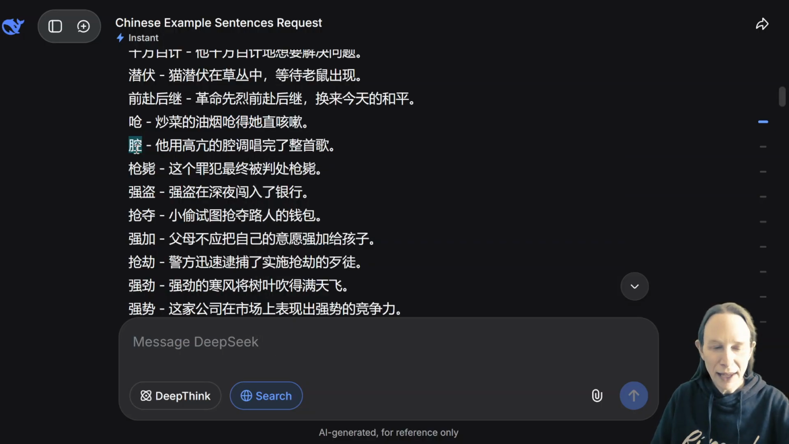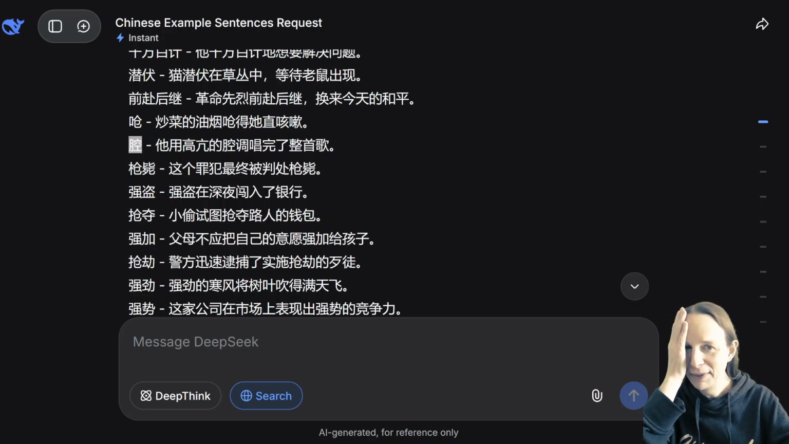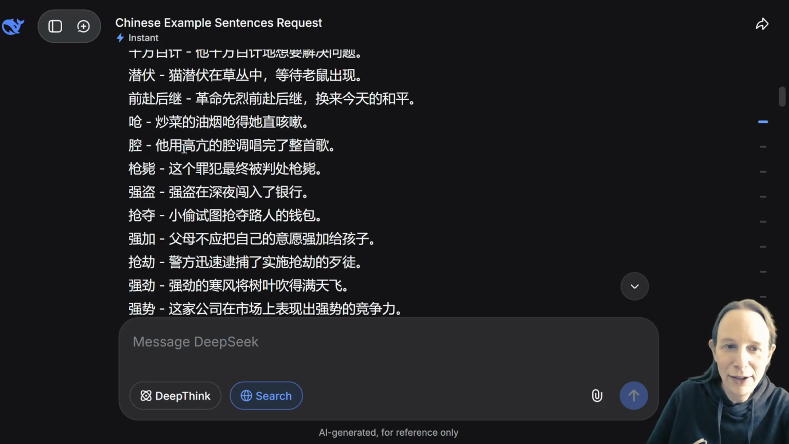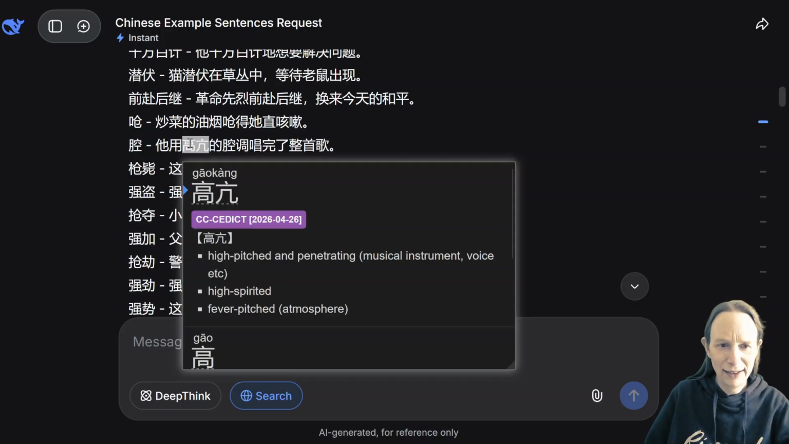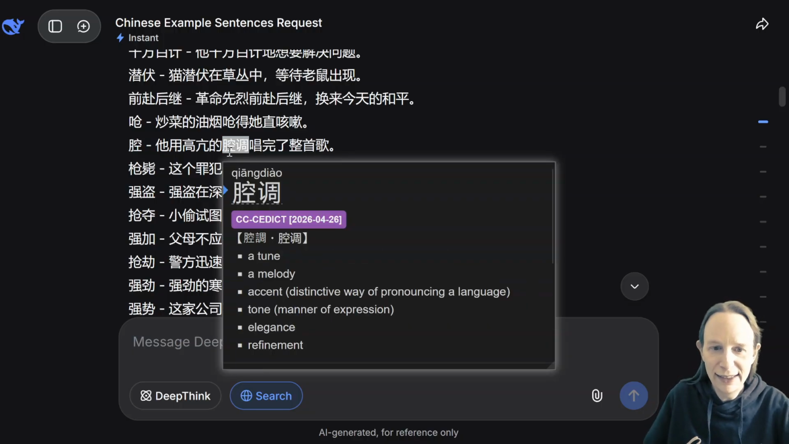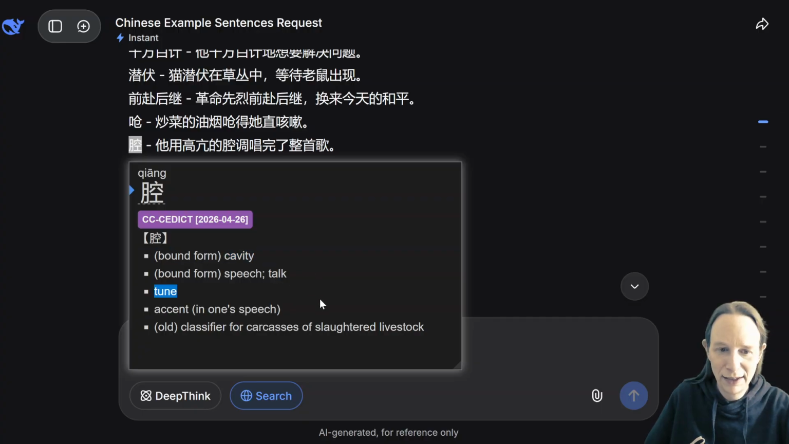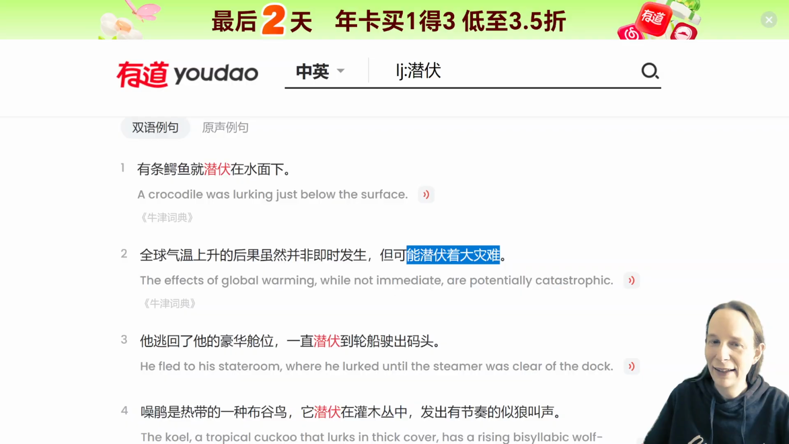Yeah, that'll do. 腔 here is a cavity. Now there's multiple types of cavities. Yeah. So, okay. Where do I begin? 他用高亢的腔调唱完了整首歌. Okay, 腔调. All right, this didn't really help with cavity. This one, oh, maybe there's more to it.